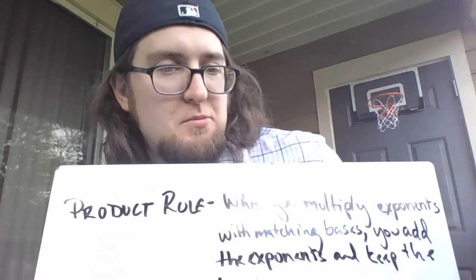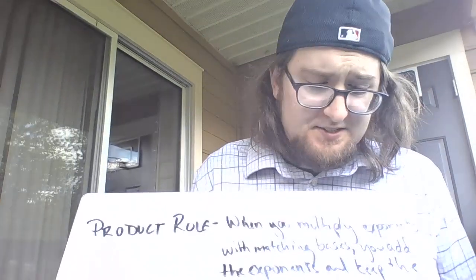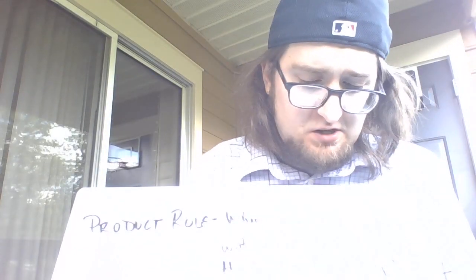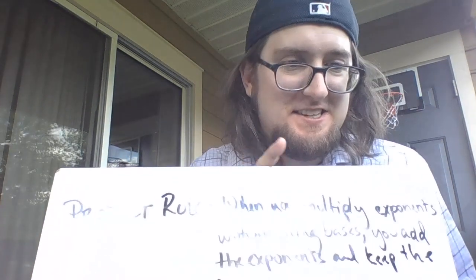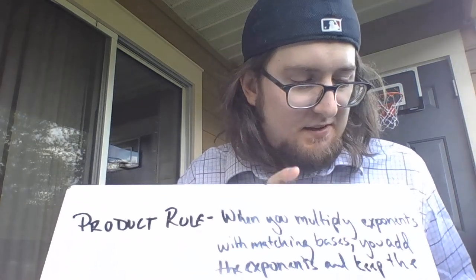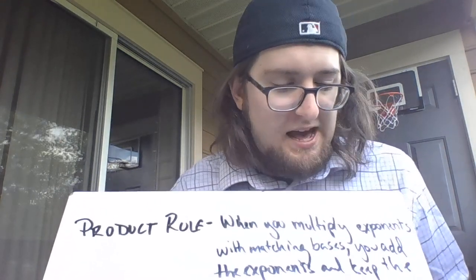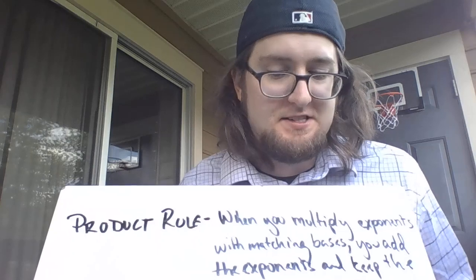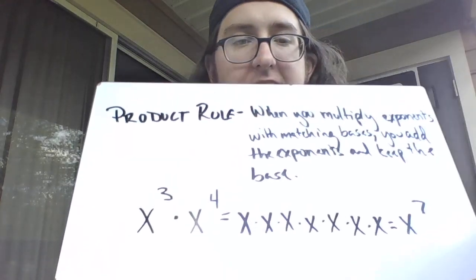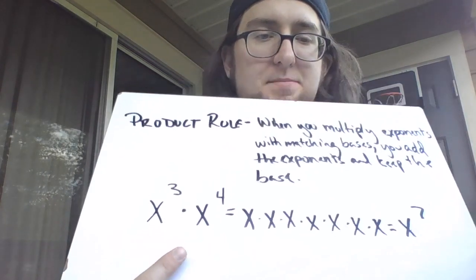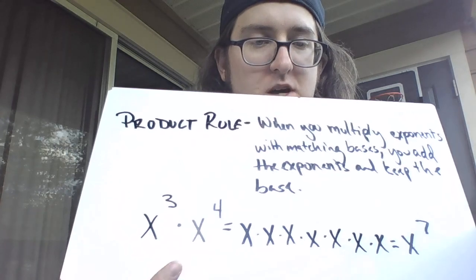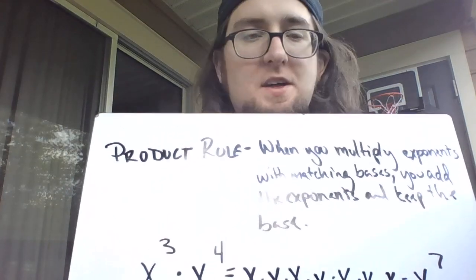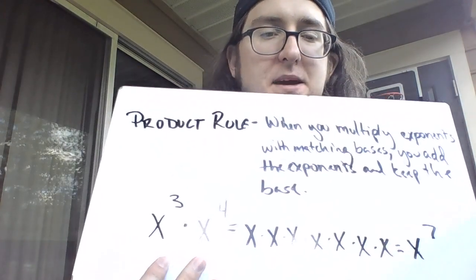All right, so the product rule says when you multiply exponents with matching bases, that's key. That's key. The bases have to match. You add the exponents and keep the base. For example, x cubed times x to the fourth. Not x cubed times y to the fourth. That doesn't matter. They've got to have matching bases.